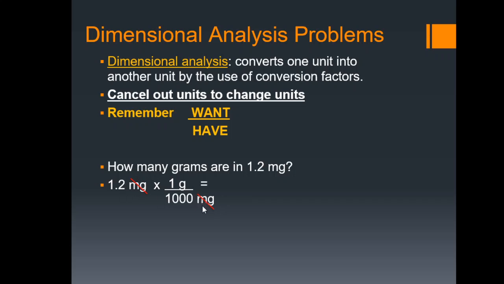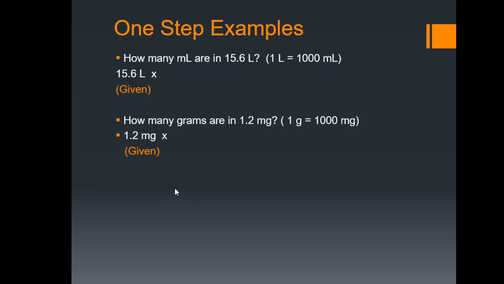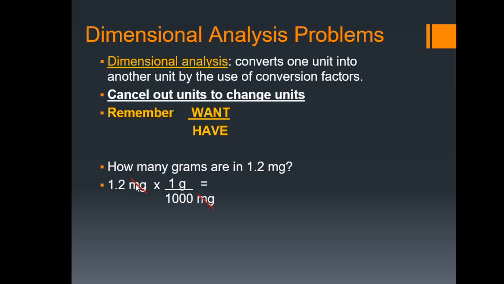So milligrams will go on bottom. And the ones we want, the question asks for grams, so grams will go on top. And 1 gram equals 1,000 milligrams. So then 1,000 goes with the milligrams and 1 goes with the grams. And you can see that milligrams cancel out. Then you go ahead and read. Well, it's 1.2 times 1 divided by 1,000.